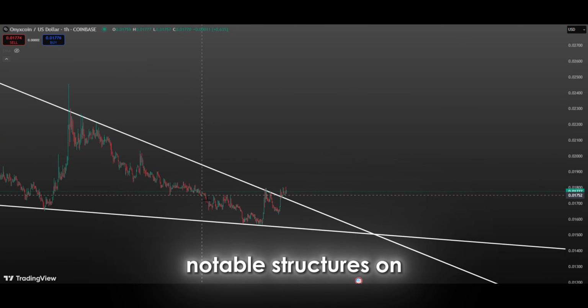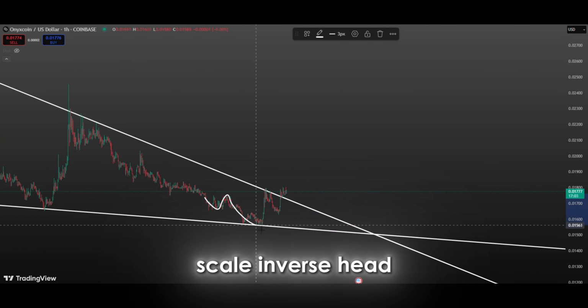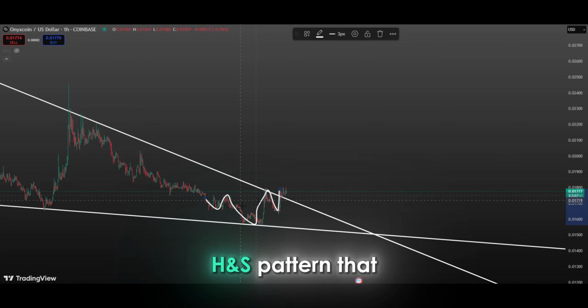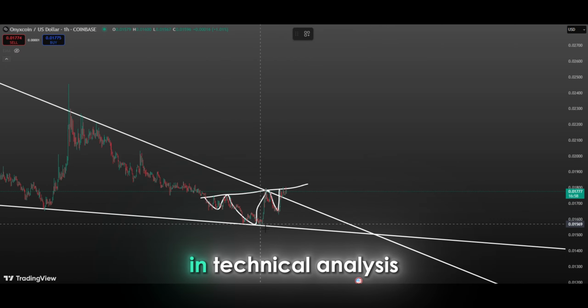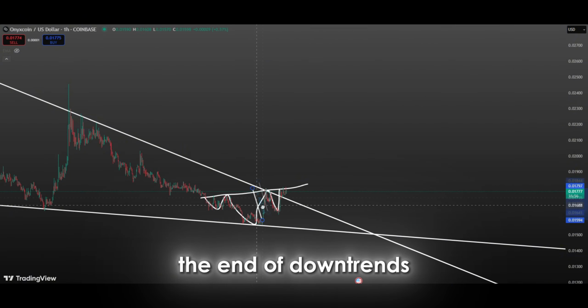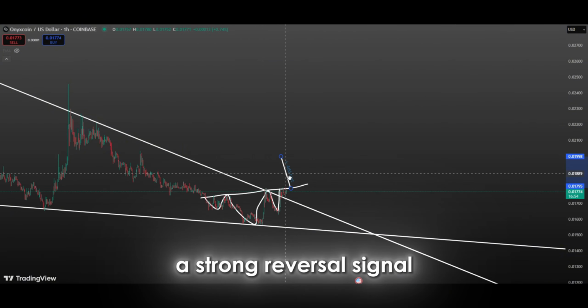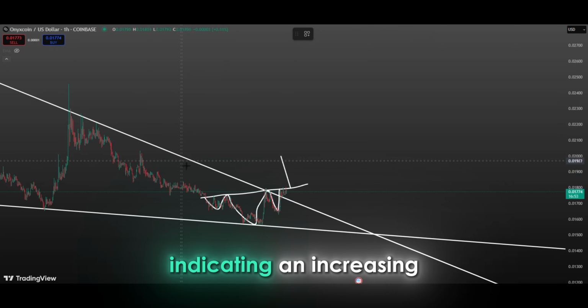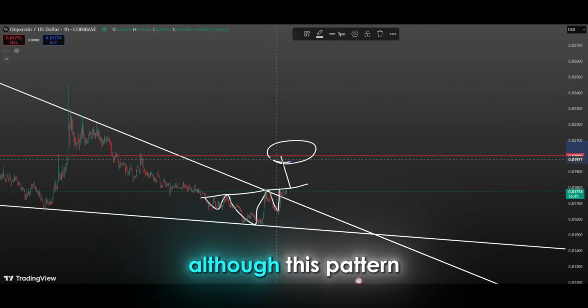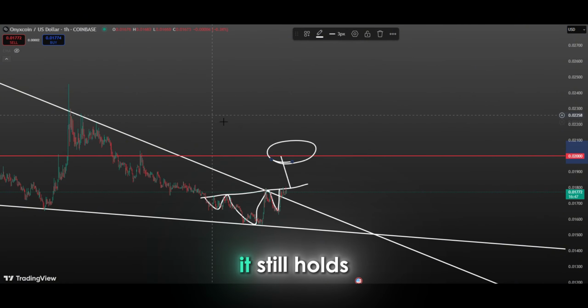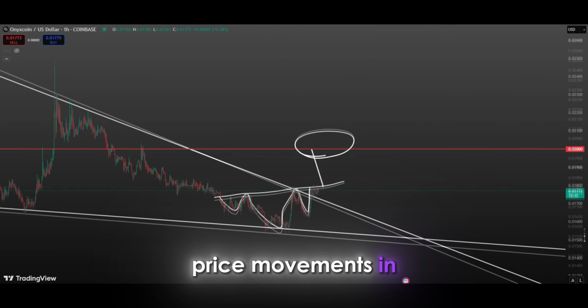One of the notable structures on the chart is a small-scale inverse head and shoulders (H&S) pattern that has largely completed its formation. In technical analysis, this pattern typically appears toward the end of downtrends and serves as a strong reversal signal, indicating an increasing likelihood of a trend shift to the upside. Although this pattern is not large in scale, it still holds the potential to significantly impact price movements.